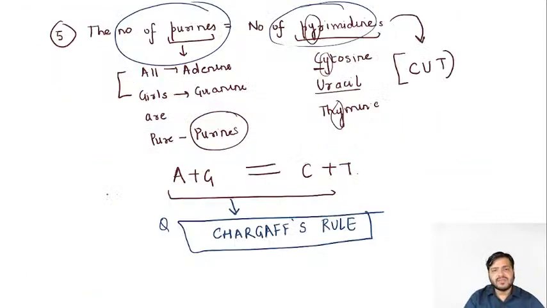Sure. Let's start with another feature. We have already discussed the purines and pyrimidines, that is Chargaff's rule. I hope that's automatically clear. Adenine plus guanine will be equal to cytosine plus thymine. Now guys, we will start with another rule, okay? Another salient feature of the DNA, guys, and just try to remember it.